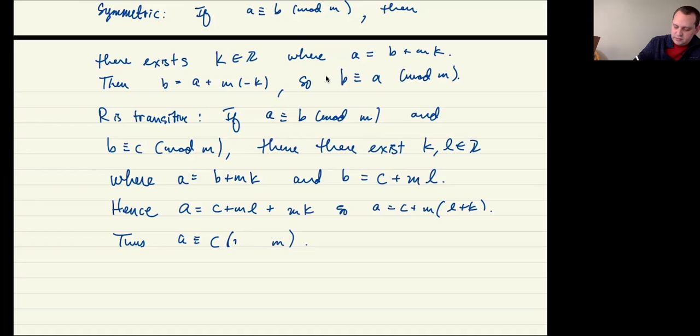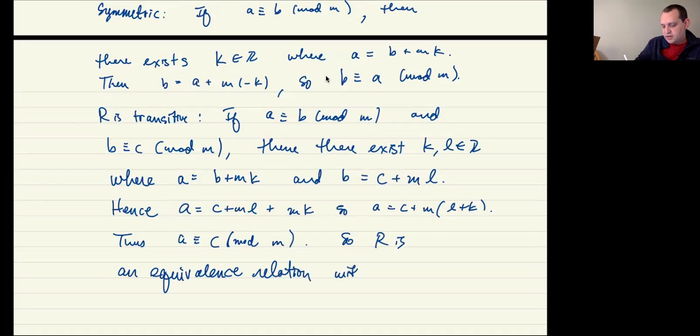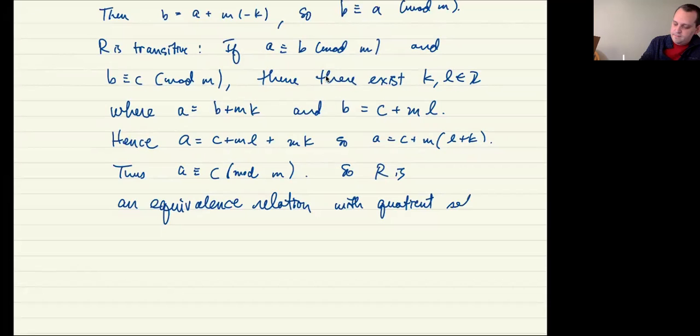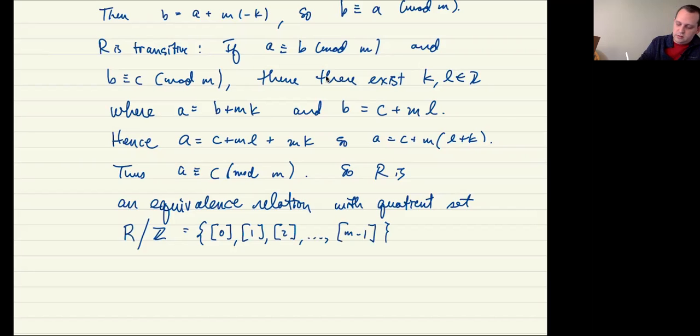I want to just write this a little better. So mod m. So R is an equivalence relation. Its equivalence classes, its quotient set, will be familiar to us. So R is an equivalence relation with quotient set. Remember the way that we denote this is we have Z mod R, and the quotient set is going to be the equivalence classes of 0, 1, 2, all the way up to m minus 1.